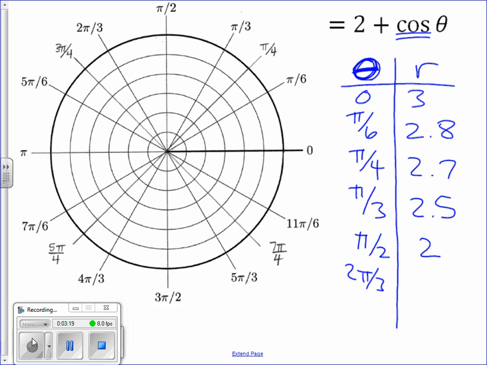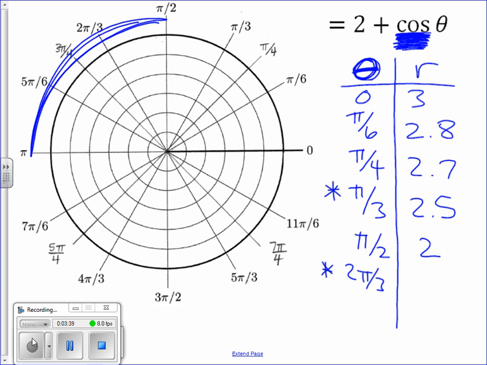Jump on over to the other side here. This is where things start to get a little weird. At 2 pi over 3. Now, we skipped this one in class. We skipped this angle in class because we were dealing with sine here instead of cosine. Now what? Now we're dealing with cosine. The cosine of 2 pi over 3 and the cosine of pi over 3 are going to be different.